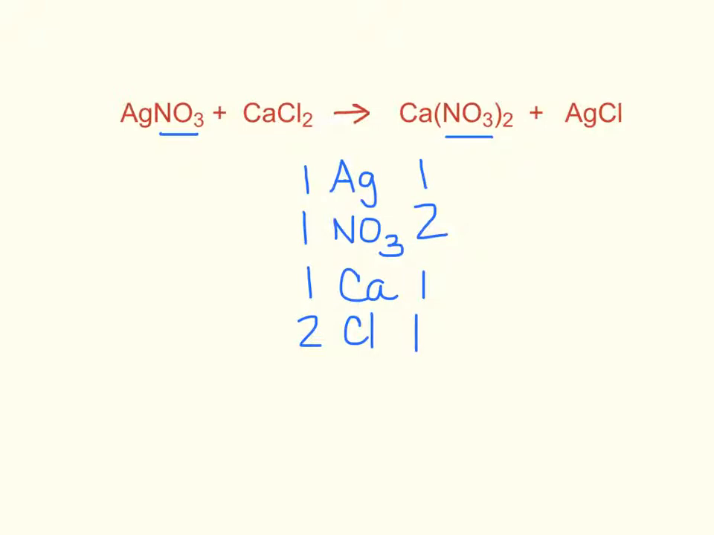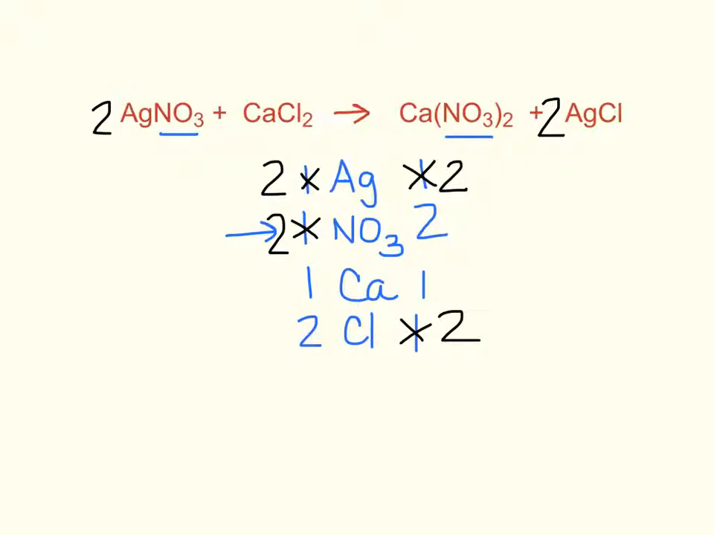All right. So the first thing I'm going to do is fix my nitrates. By putting a 2 here, I will now have 2 nitrates, and I will now have 2 silvers. I'm going to jump over to the right now and fix my silvers by putting a 2 here. I now have 2 silvers, and I have 2 chlorines. And you'll notice my equation is now balanced.